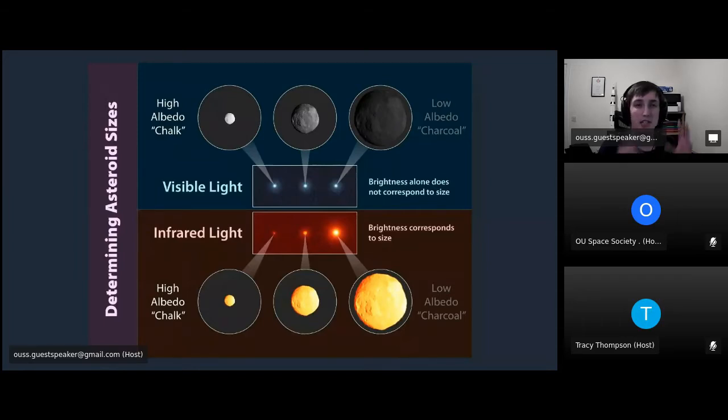When we observe in the visible wavelength range, what we can see with our own eyes, we observe the light reflected off of a surface. So from a distance, a small but very reflective object has the same brightness as a large but not very reflective asteroid. But when we observe the emitted heat from an object, its reflectivity is irrelevant. So the brightness corresponds directly to the size of the asteroid. And these measurements of sizes of asteroids are the crucial first step for understanding their future evolution and their history.